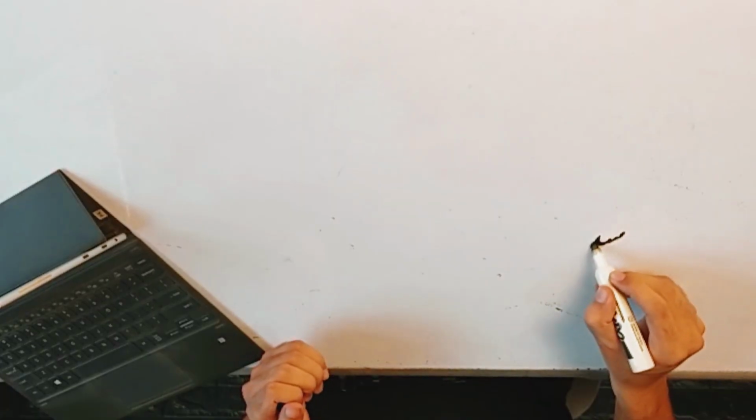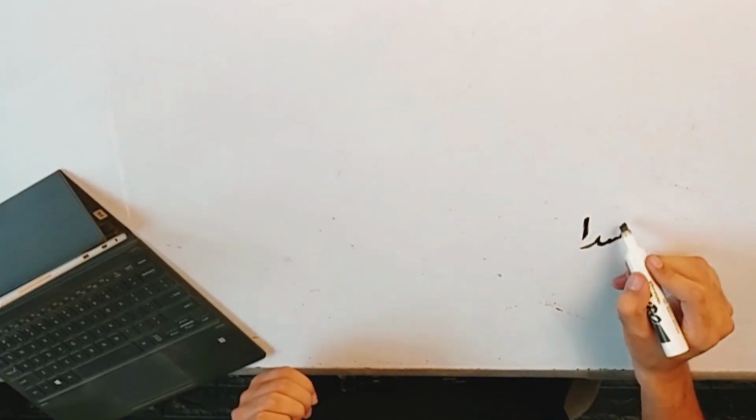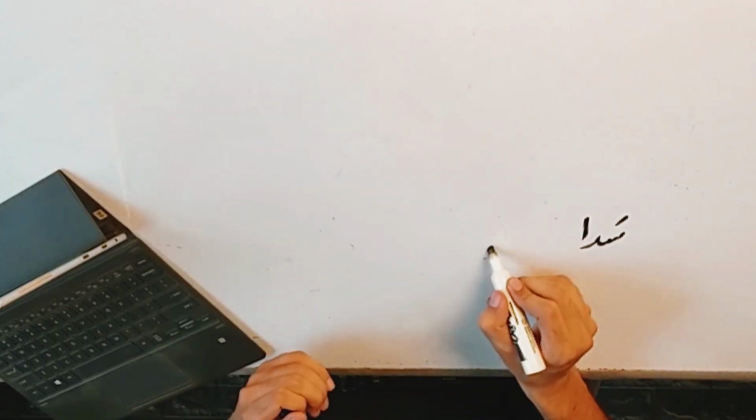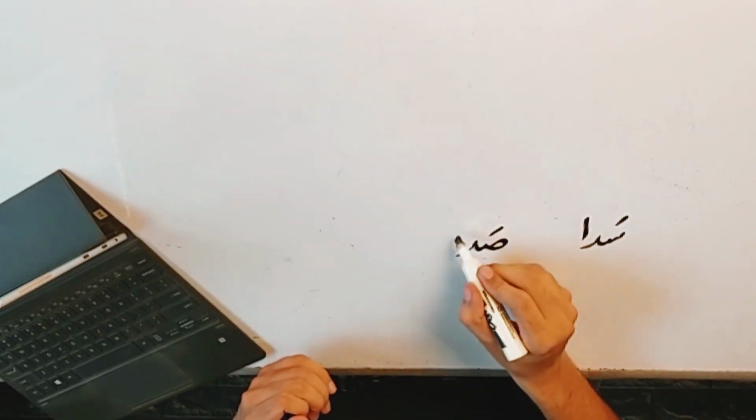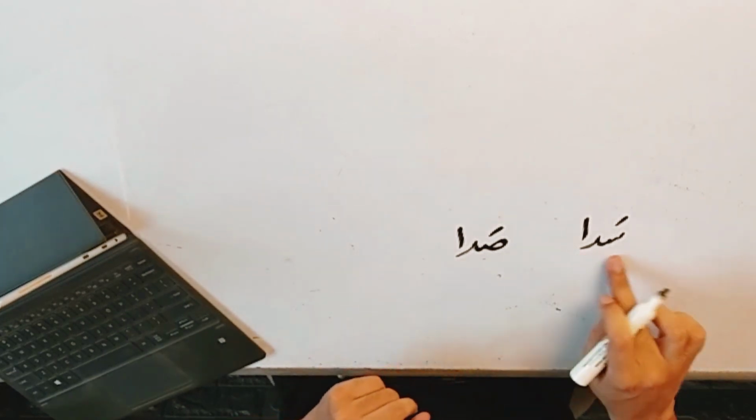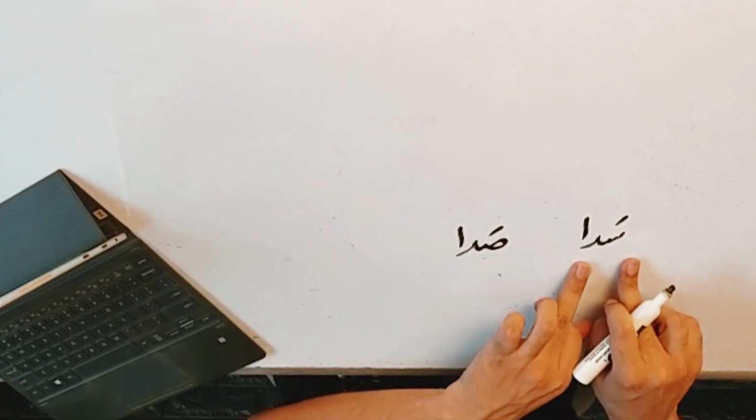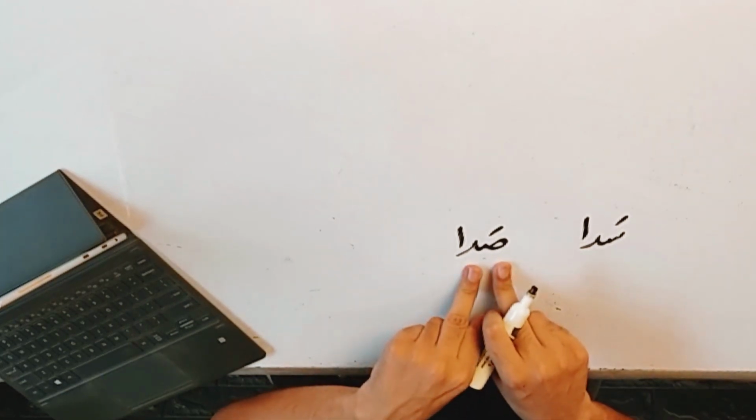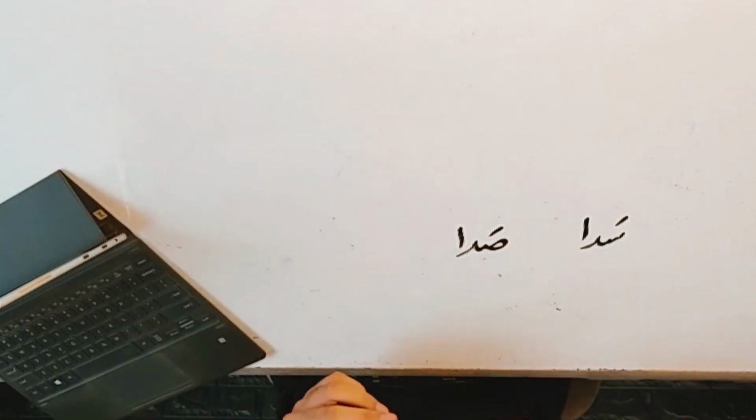Now at the end of today's lesson, I just want to elaborate a bit more and talk a bit more about these similar sounding words. So for example, if I write with Seen this word Sada, and then with Swad, Sada, you will hear us saying them Sada and Sada similarly, but when we write them, you would see that at one place it would be written with Seen and at another place it would be written with a Swad. So Sada with Seen means always.